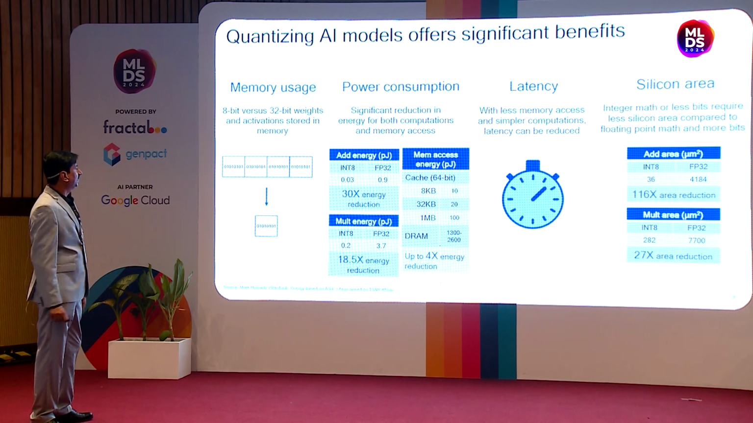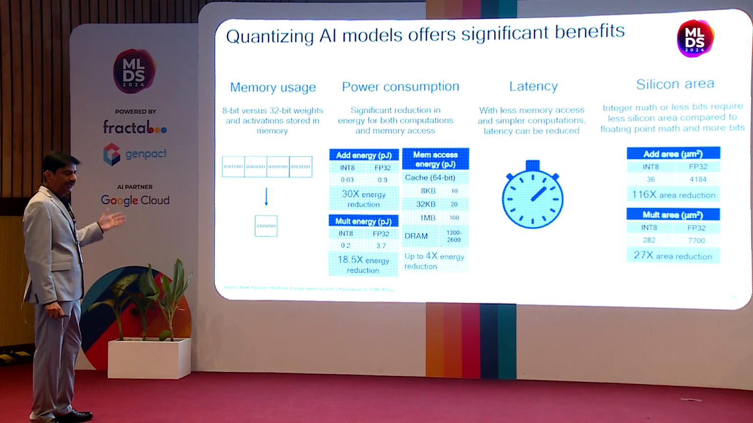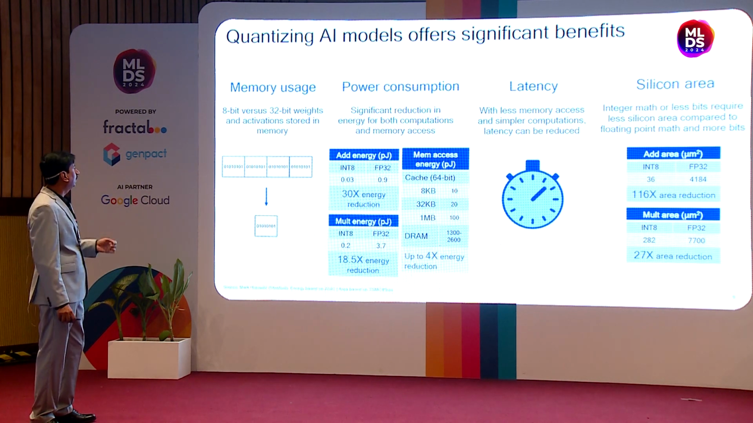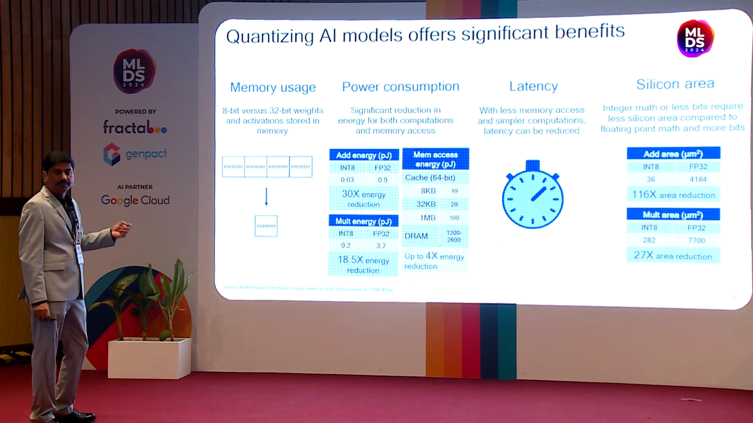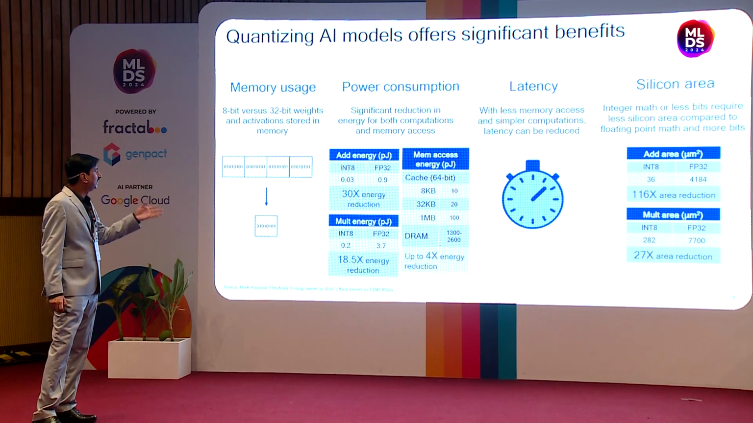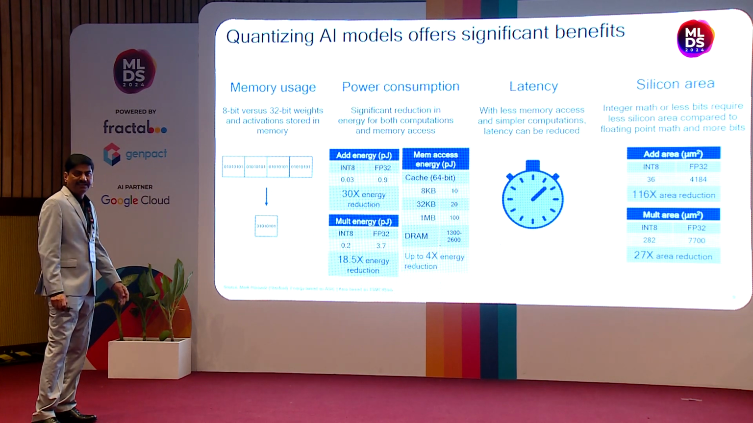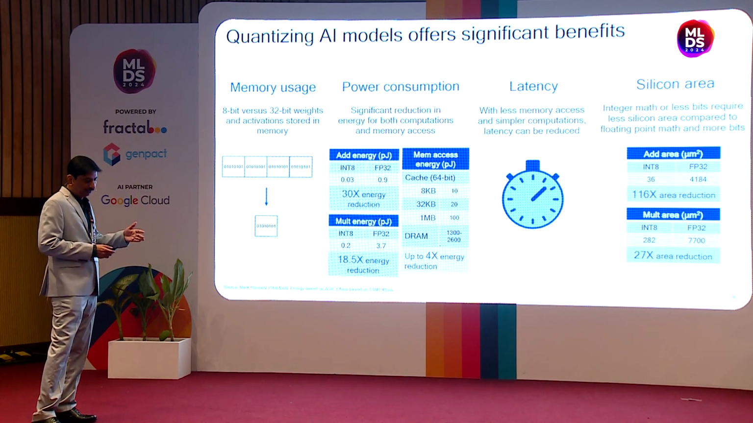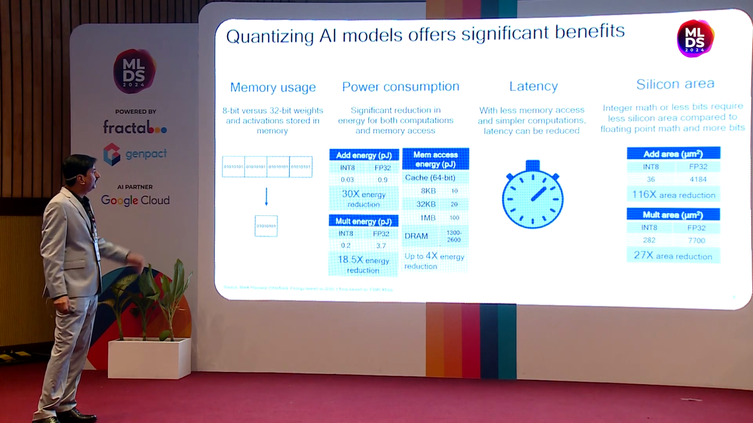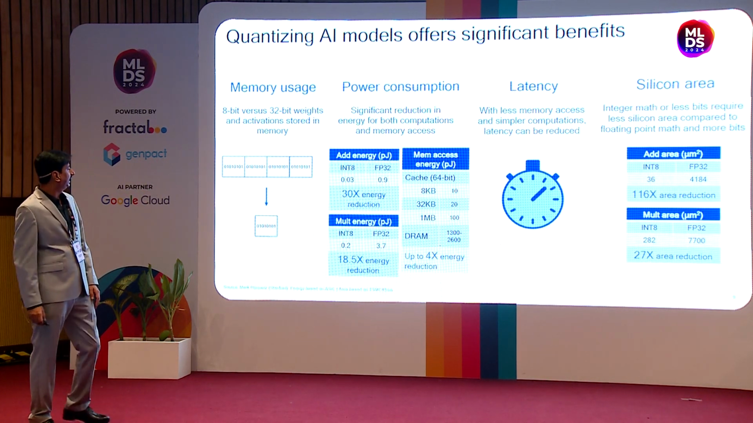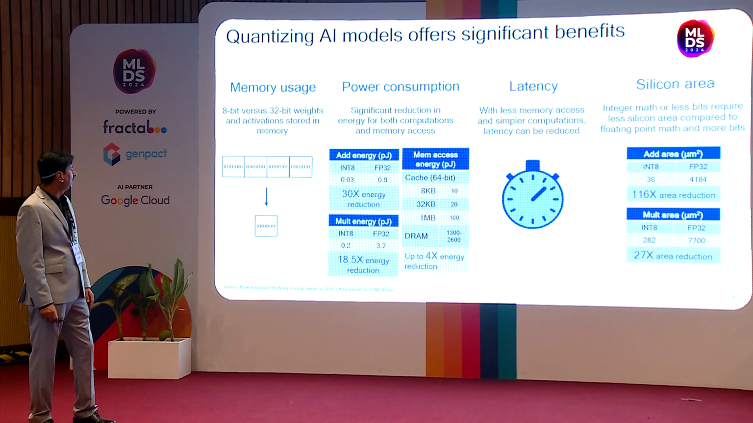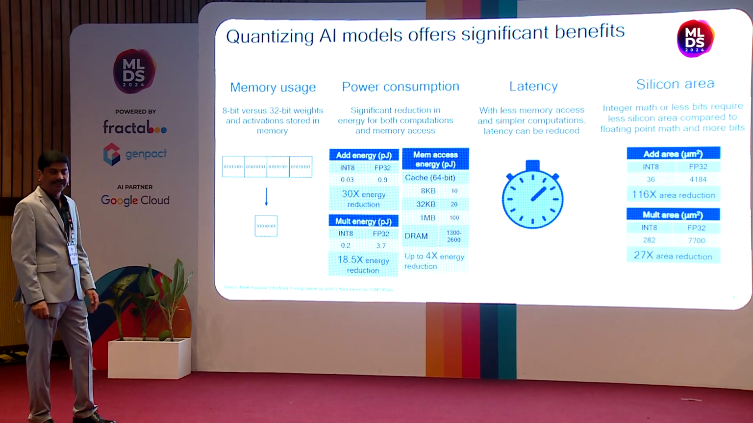And then power consumption, right? Now you move from floating point to int, and traditionally your int computations are a lot faster and less complex compared to float. That typically gives you a lot of energy efficiency. If you look at the add efficiency, when you add floating point numbers versus int numbers, you can do it 30x faster with 8-bit. And with respect to multiplication, it is 18 times faster than float.